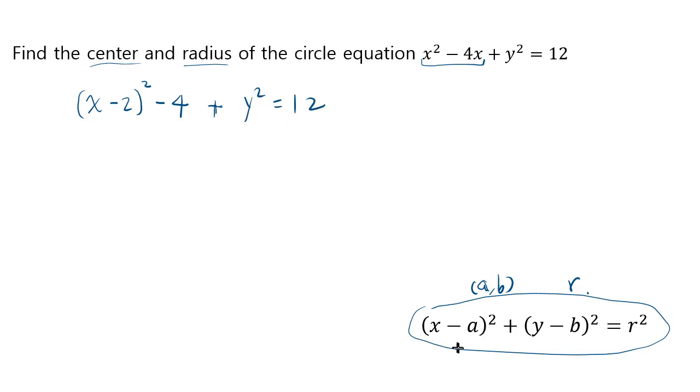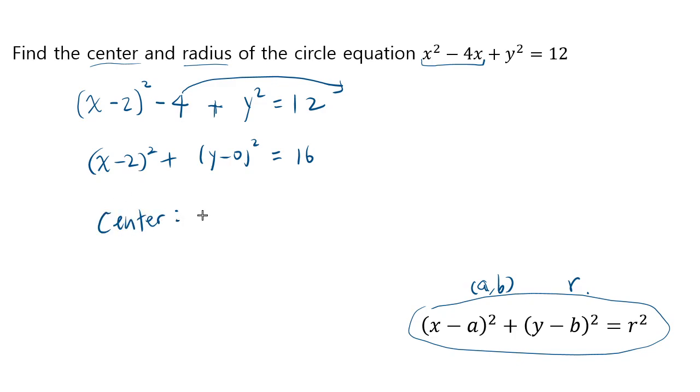Then we can rewrite it into this form by moving the 4 to the right side, and that gives you (x minus 2) squared plus (y minus 0) squared equals 16. Notice how I wrote y squared as (y minus 0) squared so that you can easily see that b is equal to 0. And therefore, the center is (2, 0), and the radius is not 16, but because 16 is 4 squared, the radius will be 4.